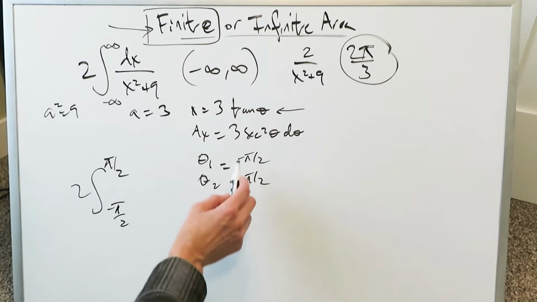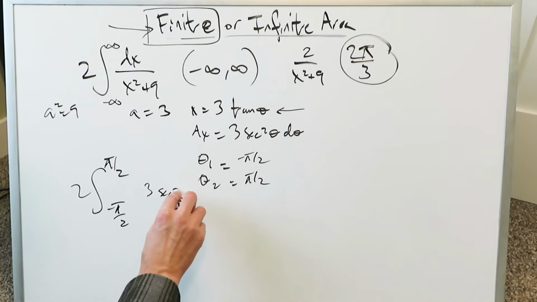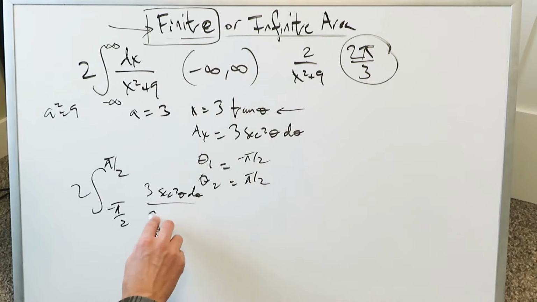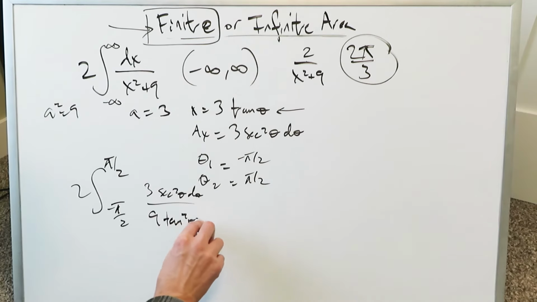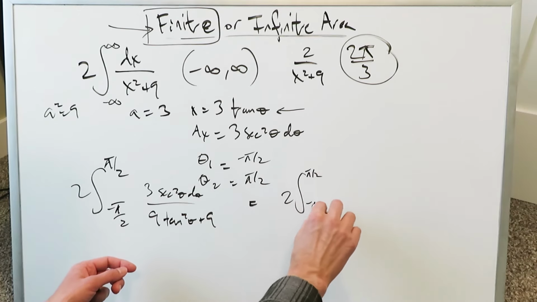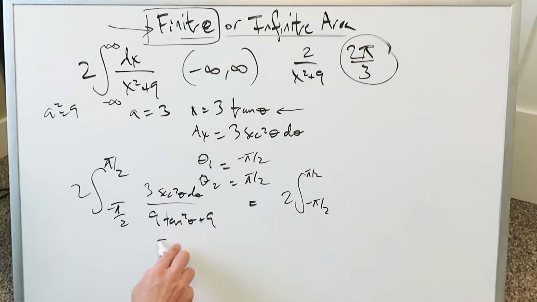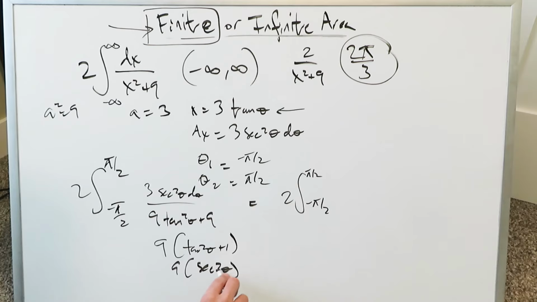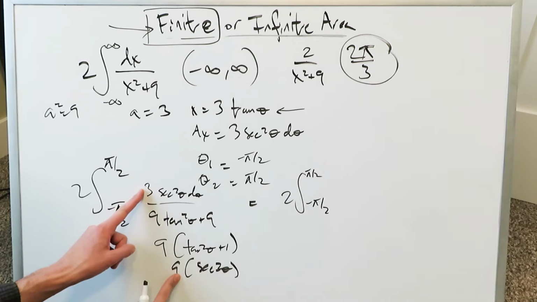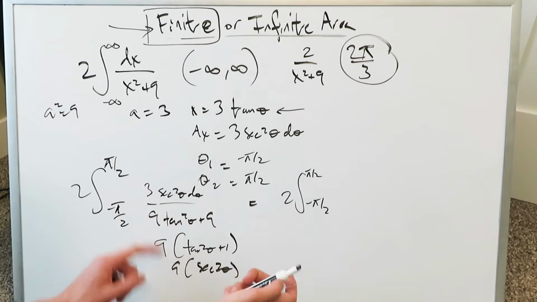Anyhow, dx is 3 secant squared theta d theta, and then x squared plus 9 becomes 9 tan squared theta plus 9. You have a 2 out here, and the limits pi over 2 and minus pi over 2. Clean this area out: you're isolating a 9 and bringing in a tan squared theta plus 1, which is really a 9 with a secant squared theta. If you clean it out, the secant squared thetas would cancel. You have a 3 here and a 9 over here, which would become a 1 over 3.